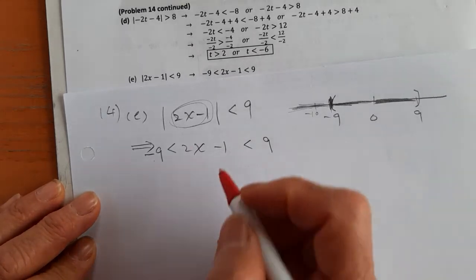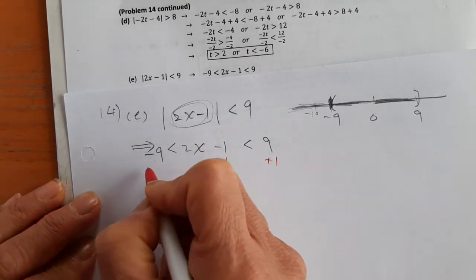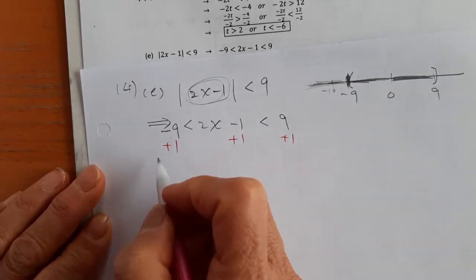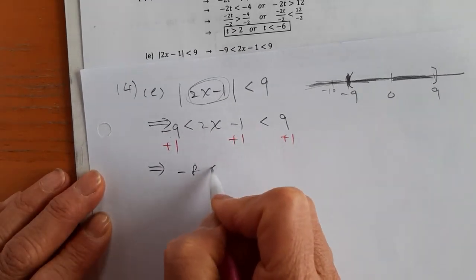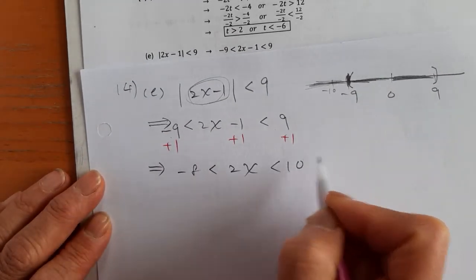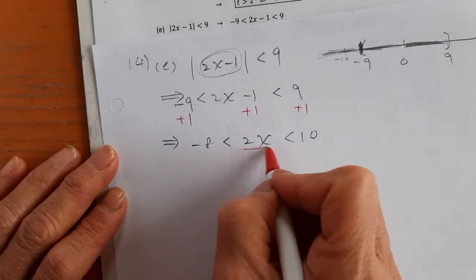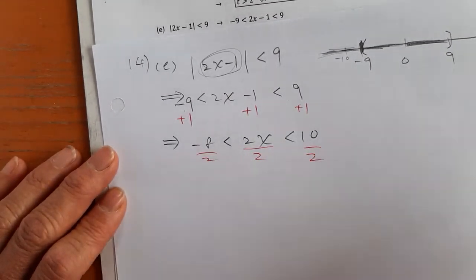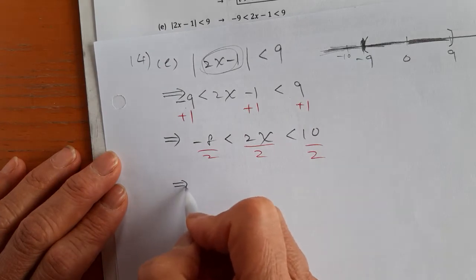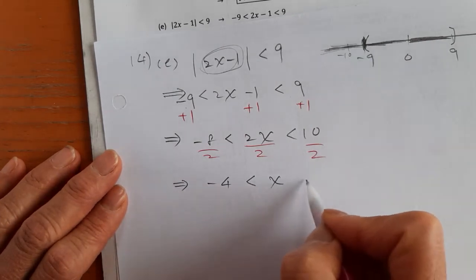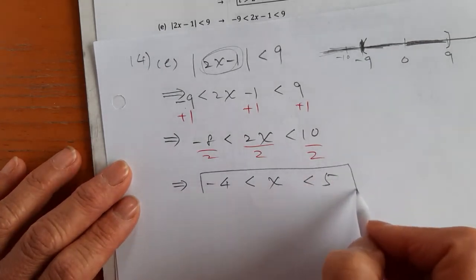Then you solve it, plus 1 on each side. So we get negative 8 less than 2x less than 10. Then you divide by 2 on each side. And you will get negative 4 less than x less than 5. That's the solution.